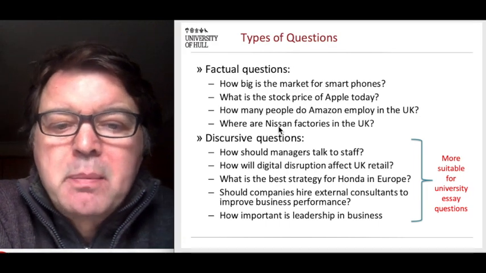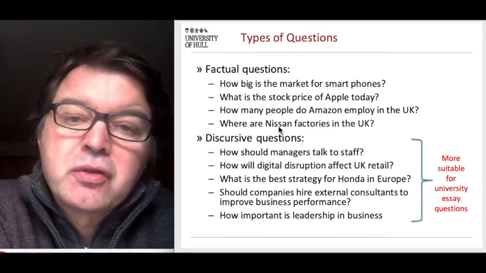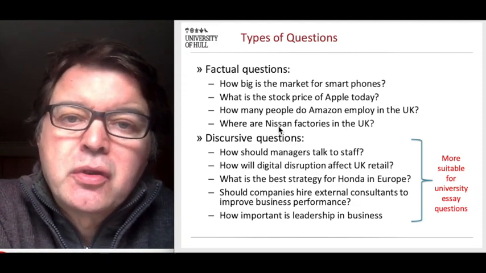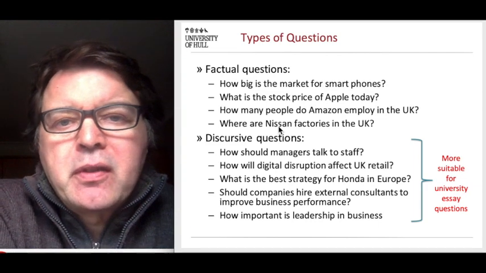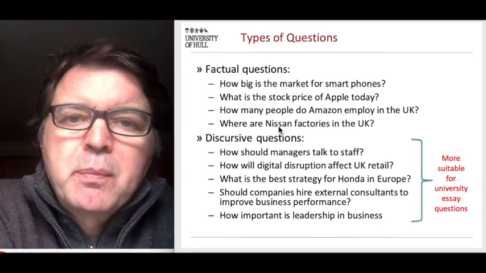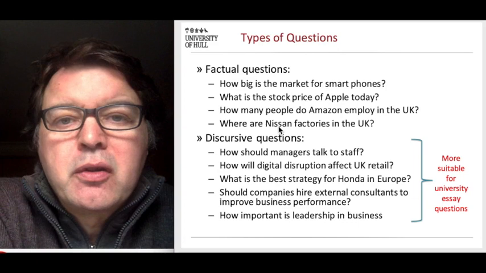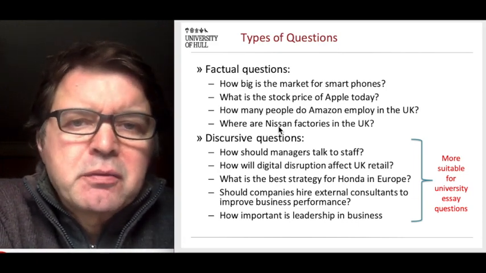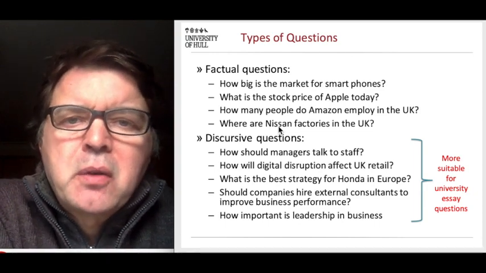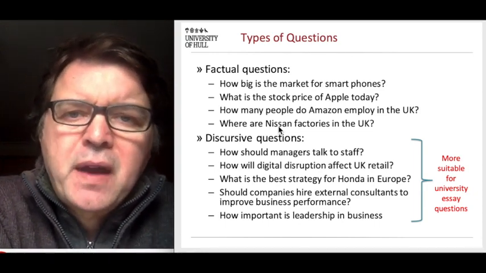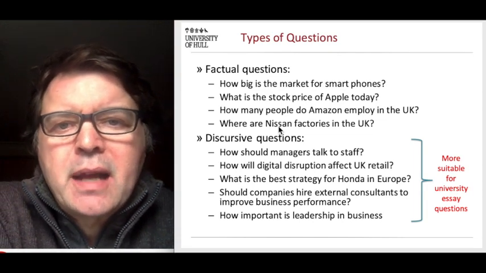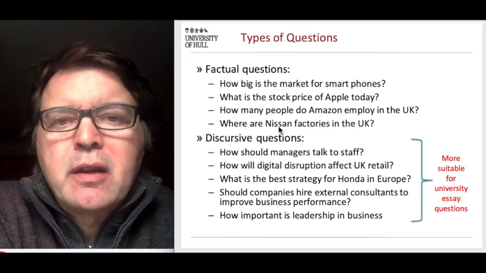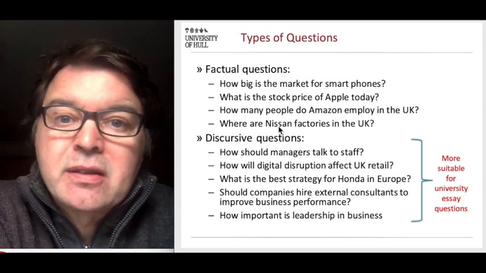So I might have a particular view of how managers should talk to staff, and somebody else might have a different view of how managers should talk to staff. And there's no way of really knowing which of the people is right, and of course in some respects both can be right. Okay, so the first thing to recognize is that universities don't ask you questions which have factual answers. They will ask you something which is debatable, and therefore they're looking for a discursive type of answer.